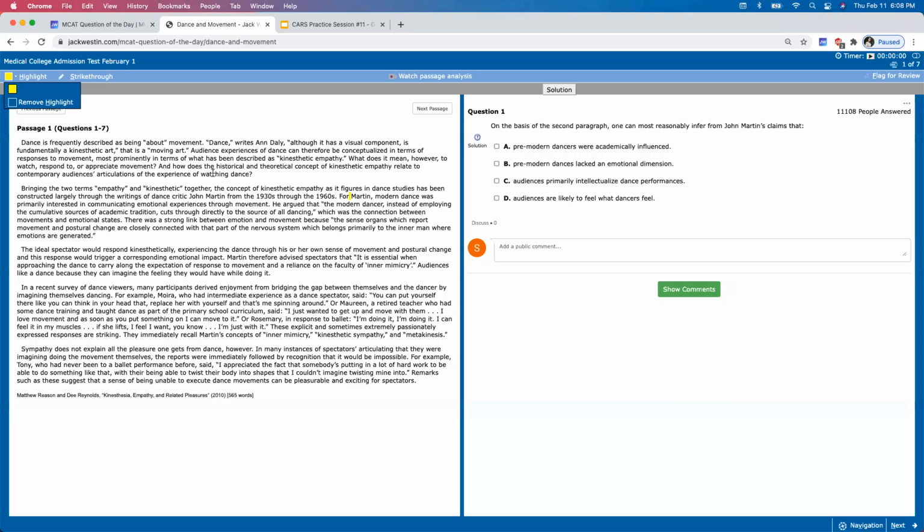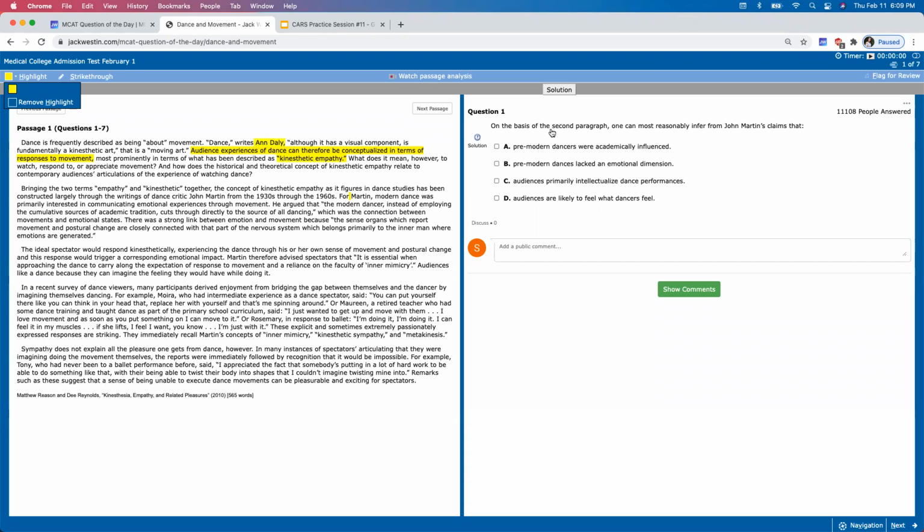For me, I saw that the first paragraph was kind of setting up background information for the rest of the passage. I did highlight the sentence, I think it's the second sentence, that says that audience experiences of dance can therefore be conceptualized in terms of responses to movement, most prominently in terms of, yeah, that sentence. Okay, thank you so much for sharing. Yeah, that's a good point. Yeah, so we have some background information about dance and how it's a movement. We have some person called Anne Daly.